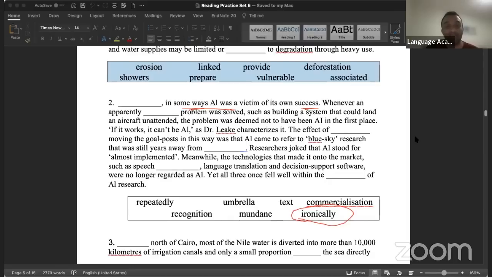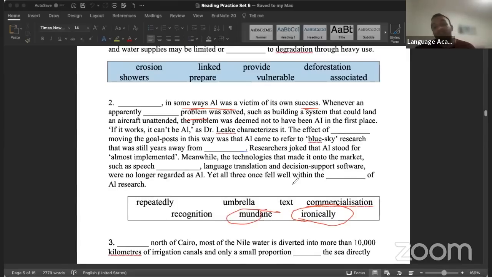Whenever an apparently dash problem was solved, such as building a system that could land an aircraft unattended, the problem was deemed not to have been AI in the first place. So whenever they solve these problems, we can't start the sentence with repeatedly. Okay. Whenever an apparently dash problem. So now he is defining that problem, right? It should be an adjective over here. Apparently, repeatedly problem doesn't make sense. Umbrella problem won't be right. The right answer will be mundane.